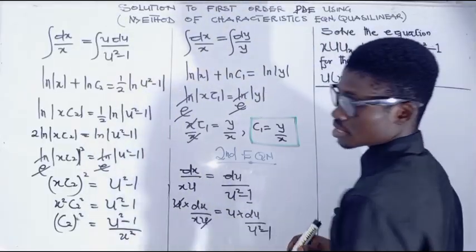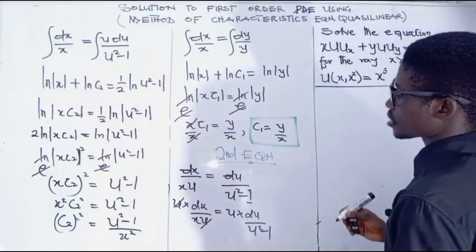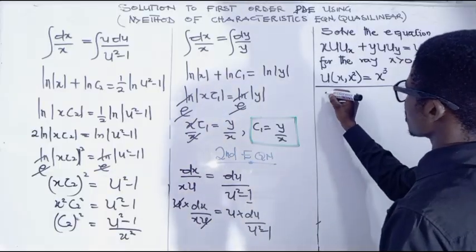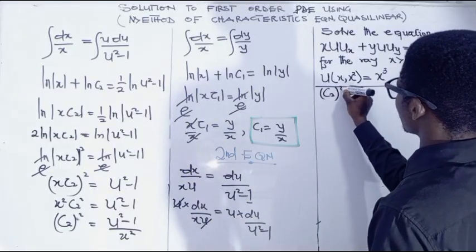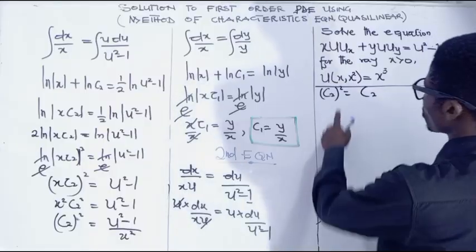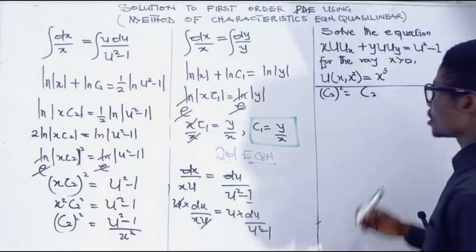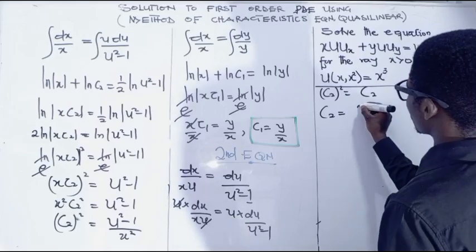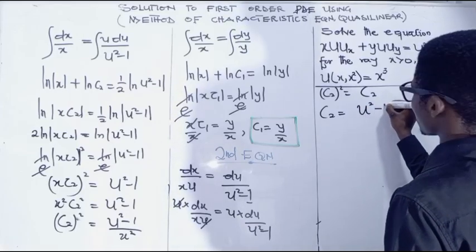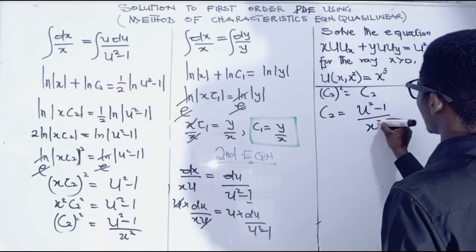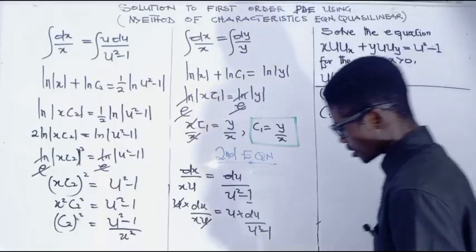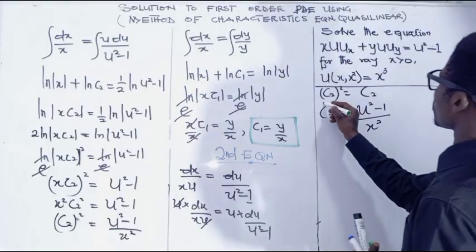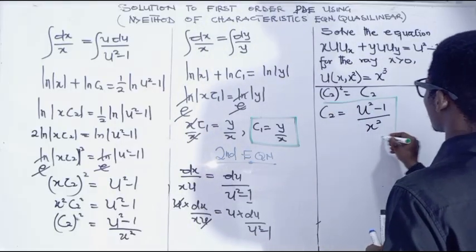Since c2 is a constant, squared is still going to give us a constant. So we are going to write c2 all squared as c2, because a constant squared will give us a constant. So we are going to have our c2 is equal to u squared minus 1 all over s squared. So this is our second solution.